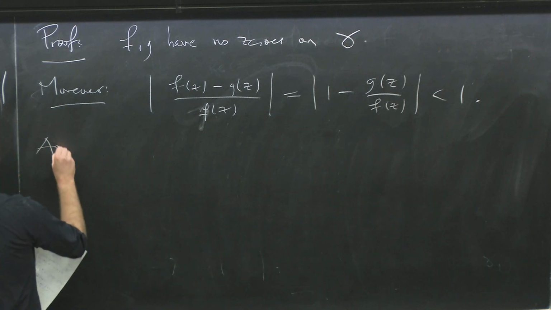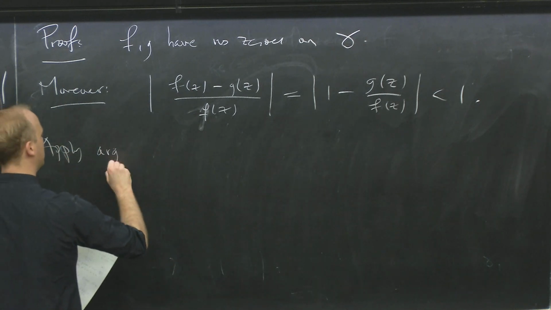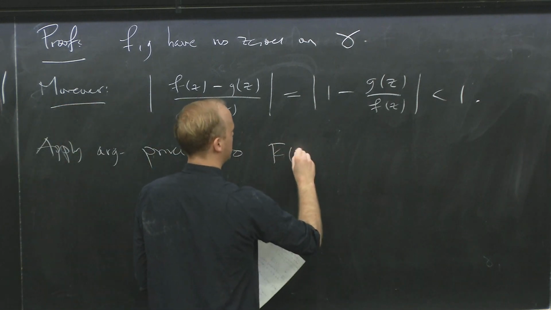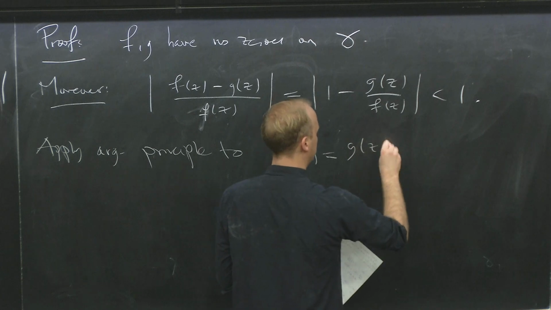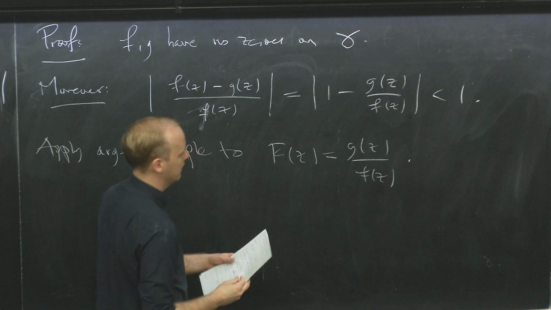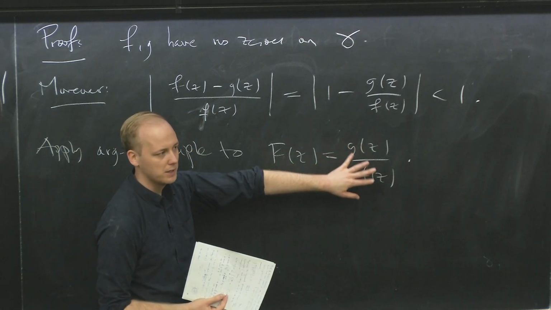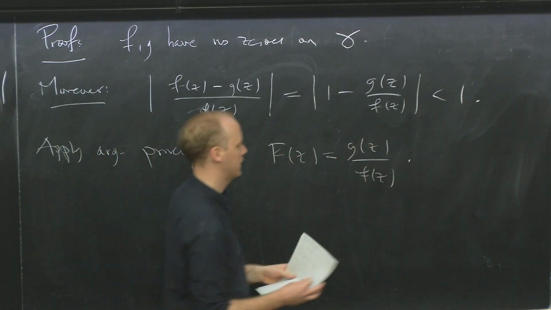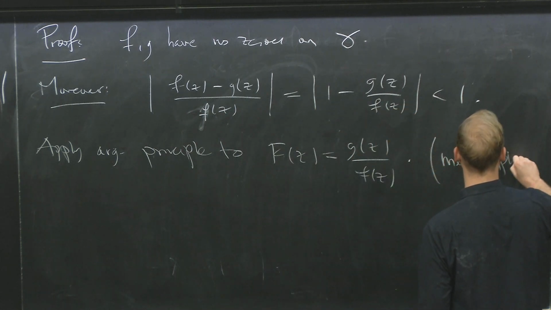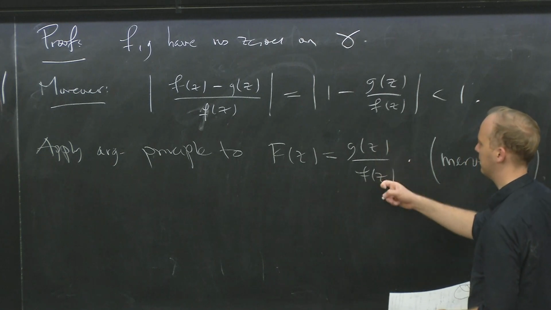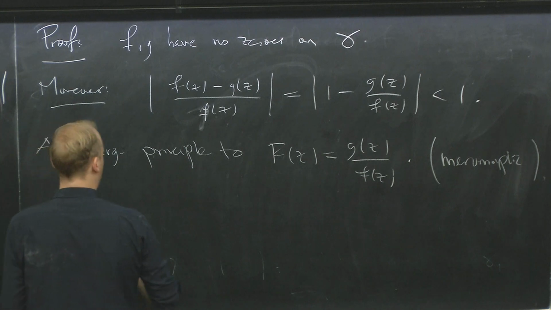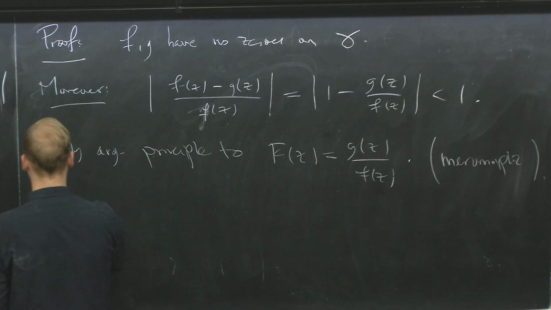And now the idea is to apply the argument principle to the function F of z given by g of z over f of z. And now you're telling me, okay, but this might be meromorphic or something. Well, that's totally okay. Remember that for the argument principle, we were working with a meromorphic function. So the fact that f might be 0 is okay. So we apply the argument principle to this.